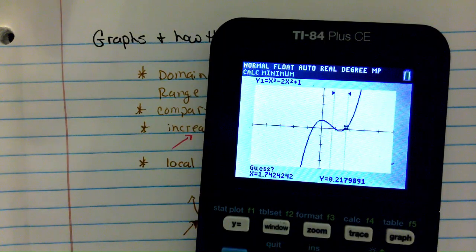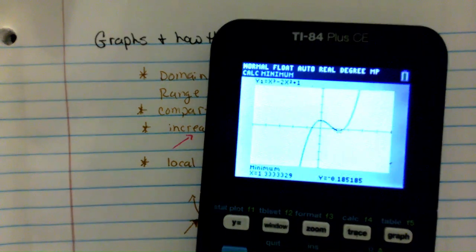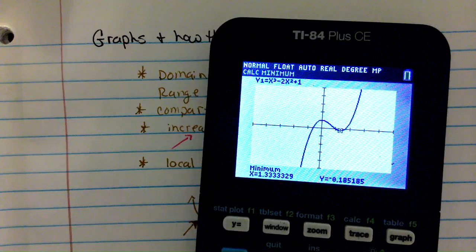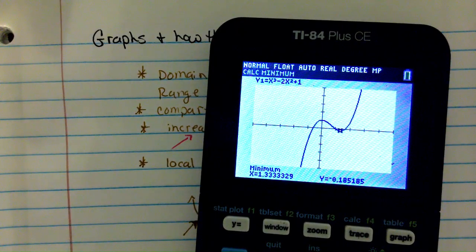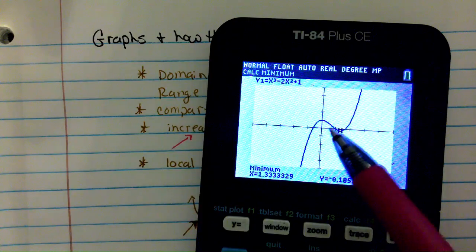When it says guess, I really don't care. And it's going to tell me now it's at basically 1.3 repeating is where this is. And so how low does it go? Well, that would be -1.86. When does it occur? When x is 1.3 repeating. So calculating those values can be very helpful. And again, I use calculus. So what about over here with this maximum?